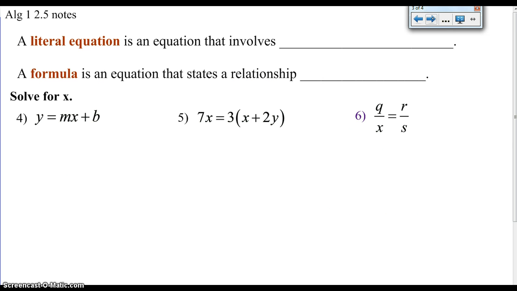All right, let's move ahead. First, a couple of definitions. A literal equation is an equation that involves two or more variables. Let's go ahead and fill that in on your notes as well. Similar to a literal equation is a formula. A formula is an equation that states a relationship between quantities.